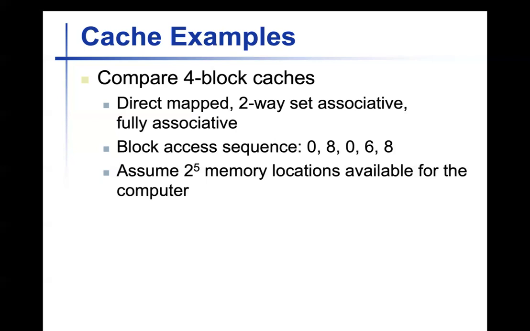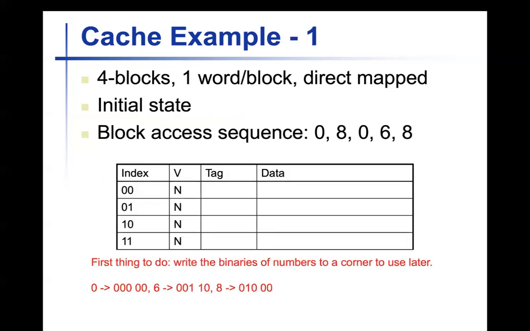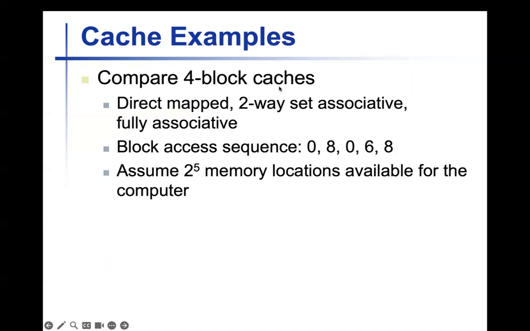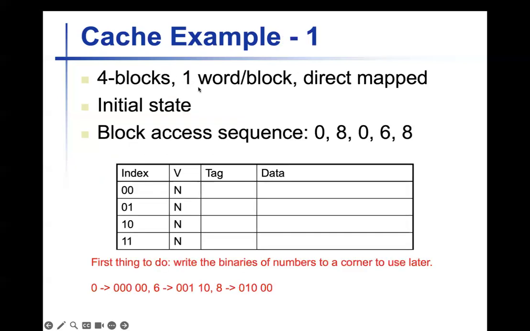The first example is direct map memory. So we have 4 blocks and we can store 1 word per block. If you remember, in the given case, we have 4 blocks available. That's why we can have 4 indexes. Okay, so the first thing to do here is, by value, I would be writing the binary versions of all of these given requests.